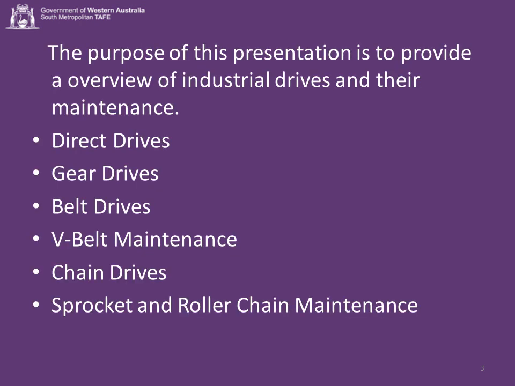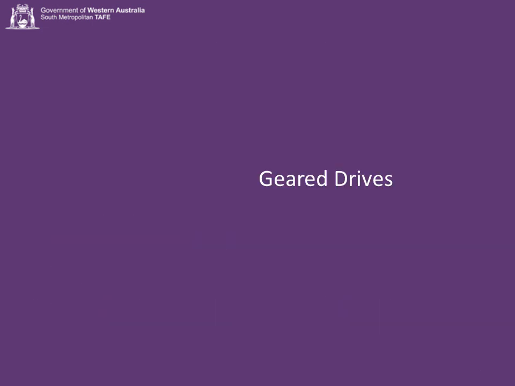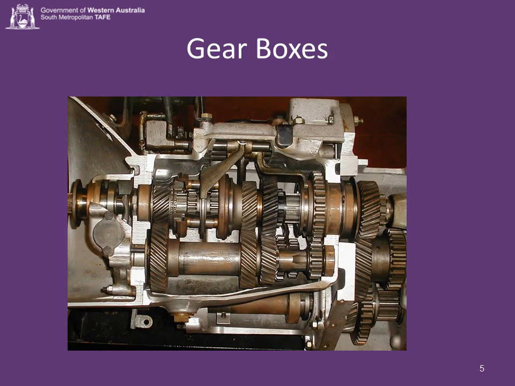This is part of a series of videos looking at drives. We're going to be looking at geared drives. A gearbox is used to provide a variable output speed from a constant speed power source, or to provide torque increase for a variable speed power source. Geared transmissions provide only specific fixed speed ratios.